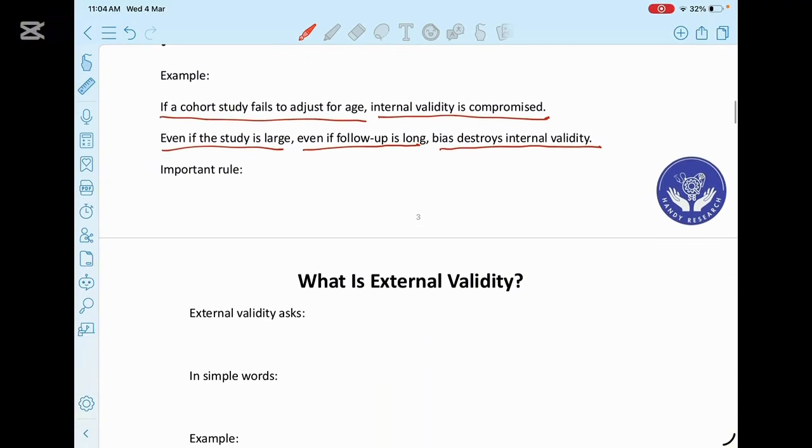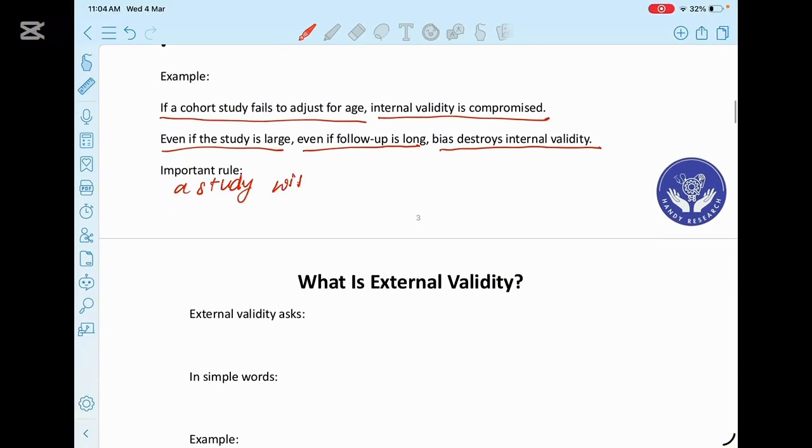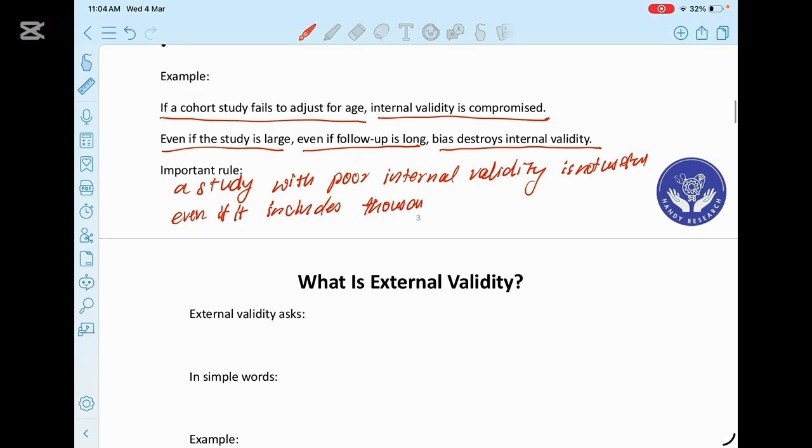So here is the important rule: a study with poor internal validity is not useful, even if it includes thousands of participants.